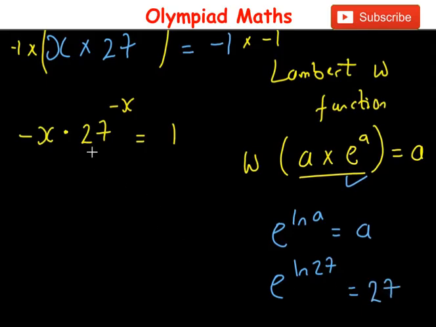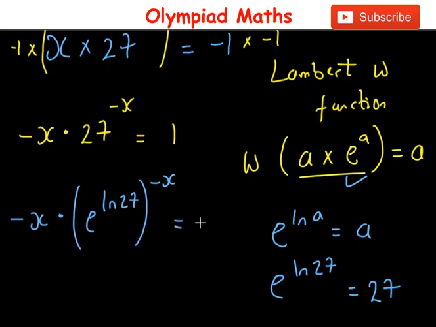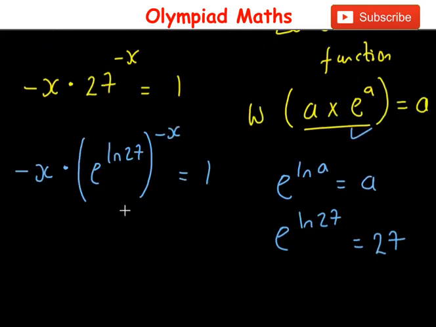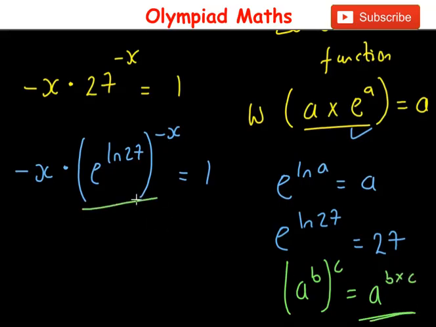So in place of 27 right here, we'll bring in e raised to power ln 27, and this equation then becomes minus x multiplied by e raised to power ln 27, all raised to power minus x, and this equals 1. From this, we're going to apply this rule of indices that if you have a raised to power b all raised to power c, this equals a raised to power b times c. So applying this rule right here, we have minus x times e raised to power, so we multiply the powers, minus x times ln 27, and this equals 1.